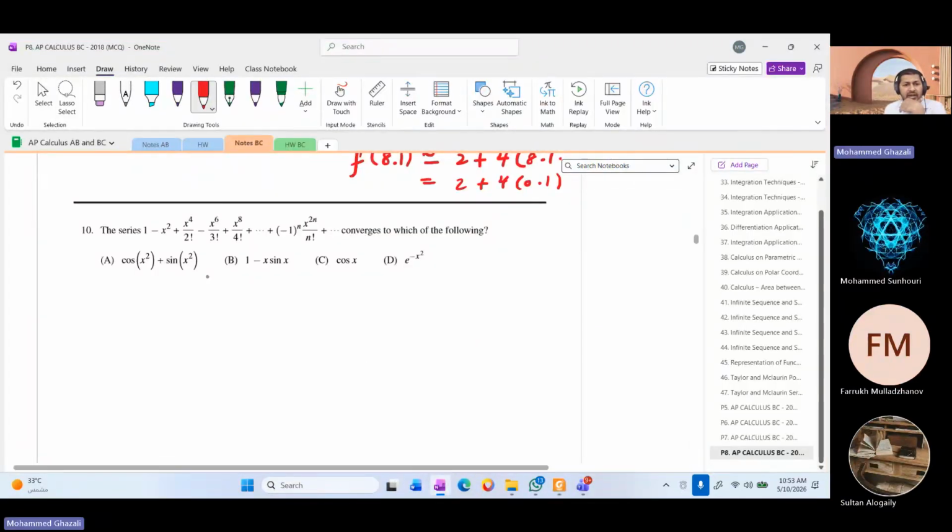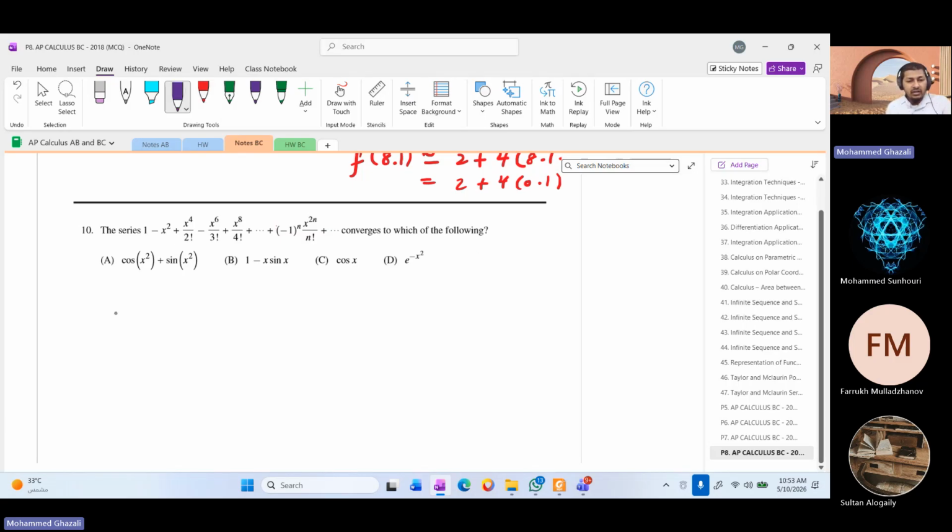The series 1 minus x squared plus x to the power 4 over 2 factorial, minus x to the power 6 over 3 factorial, plus x to the power 8 over 4 factorial, and so on, converges to which of the following? Now, it's very important to remember. Is it the cosine function? No, wait one second. We need to check. It's alternating.